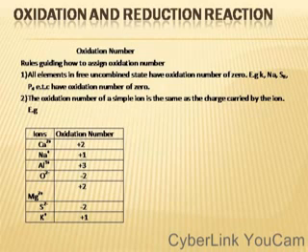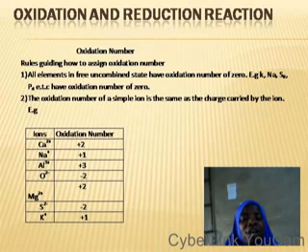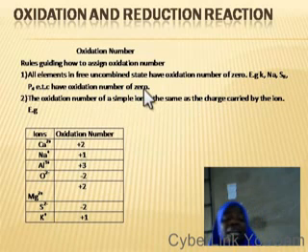Now, let's look at the rules guiding how to assign oxidation number. The first one says all elements in a free uncombined state have oxidation number of 0. That means potassium, sodium, in a free state, all of them like that, have oxidation number of 0. When we say they are in free state, they have not accepted electron and they have not given out electron.